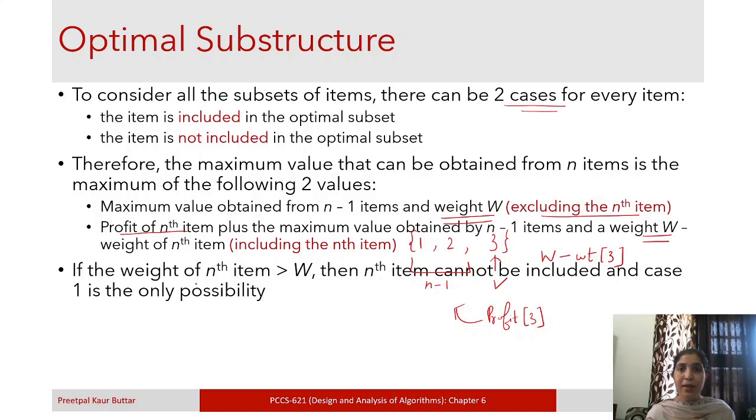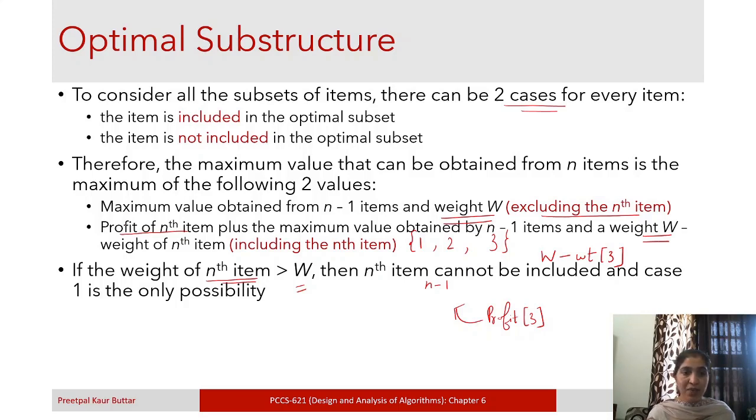And one important point to note here is that if the weight of the nth item, the item which you are considering, is greater than the capacity of the knapsack, then you do not need to decide whether you want to include it or exclude it. In that case, you have only one option. You have to exclude that item. Nth item cannot be included, right?